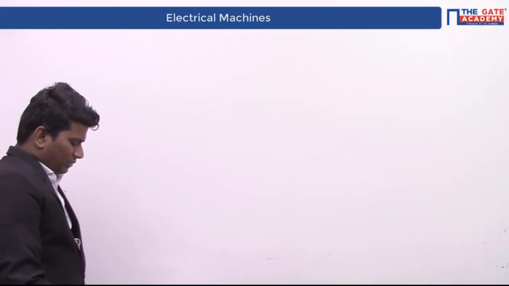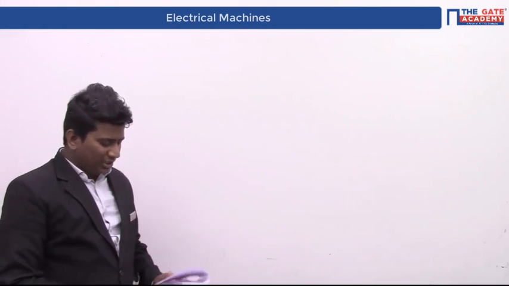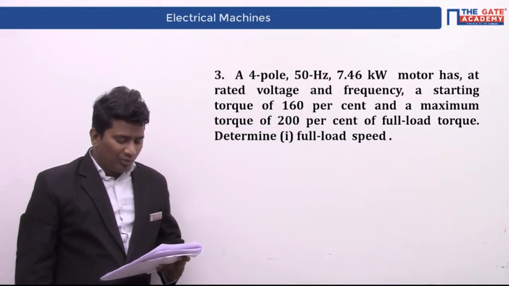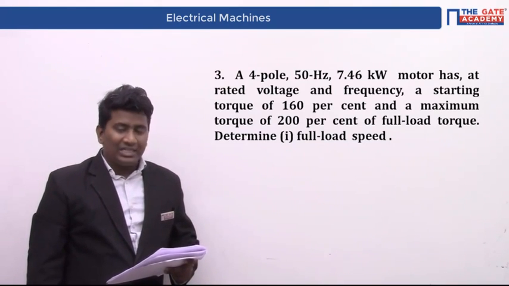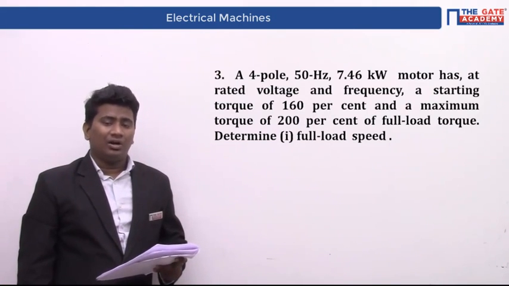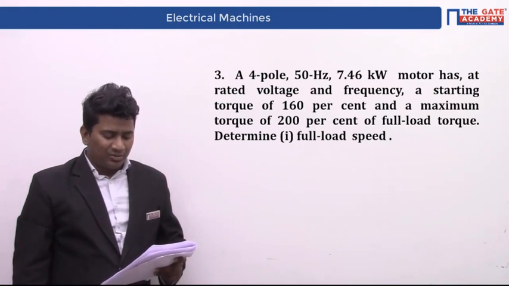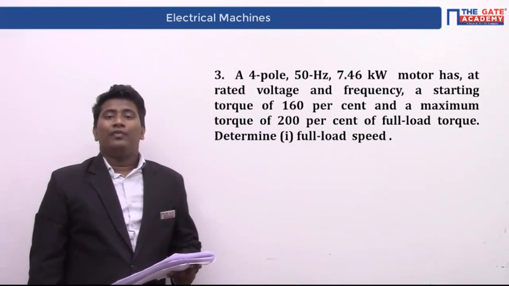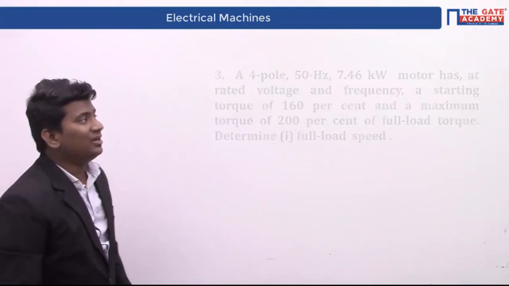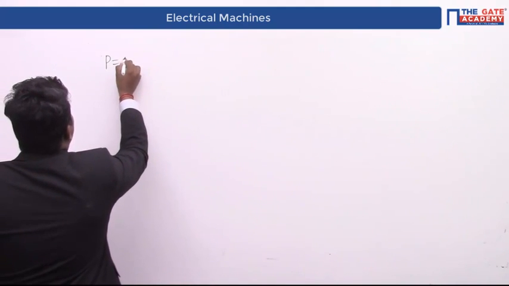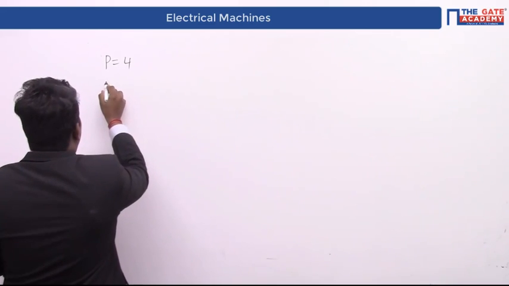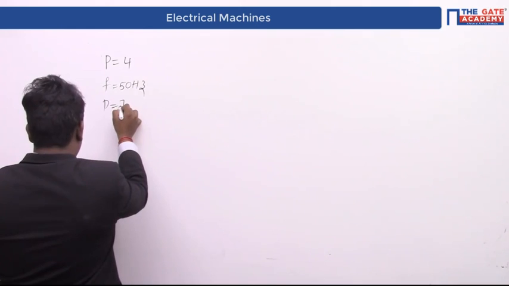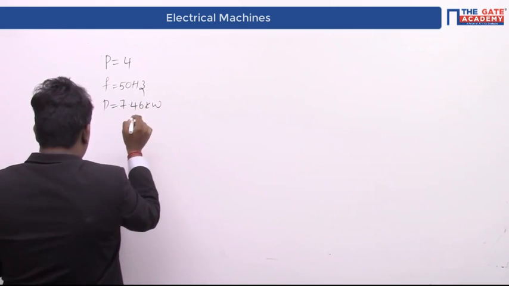So, your next question is, a 4-pole 50 Hz 7.46 kilowatt motor has, at rated voltage and frequency, a starting torque of 160% and maximum torque of 200% of full load torque. Determine the full load speed. So what data have they given? Poles is equal to 4. Frequency is equal to 50 Hz. And the power is equal to 7.46 kilowatt.